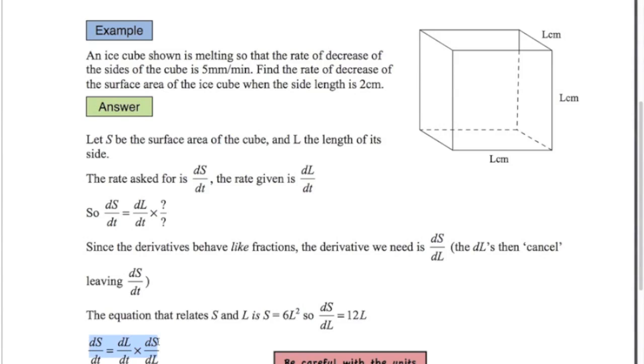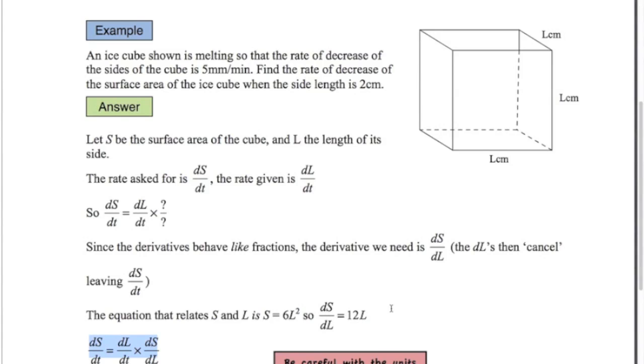Now, what's a relationship between S and L? The surface area of the cube and the length of the side. We know that the surface area of the cube, each side has an area of L squared, and there's 6 sides of the cube. So the surface area is 6 lots of L squared. So doing the derivative now of this function, dS/dL is 12L.